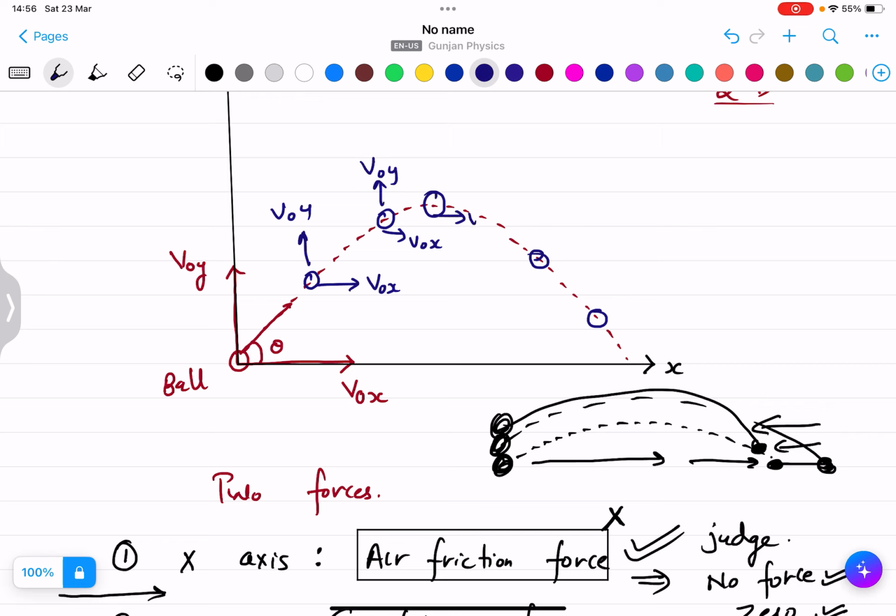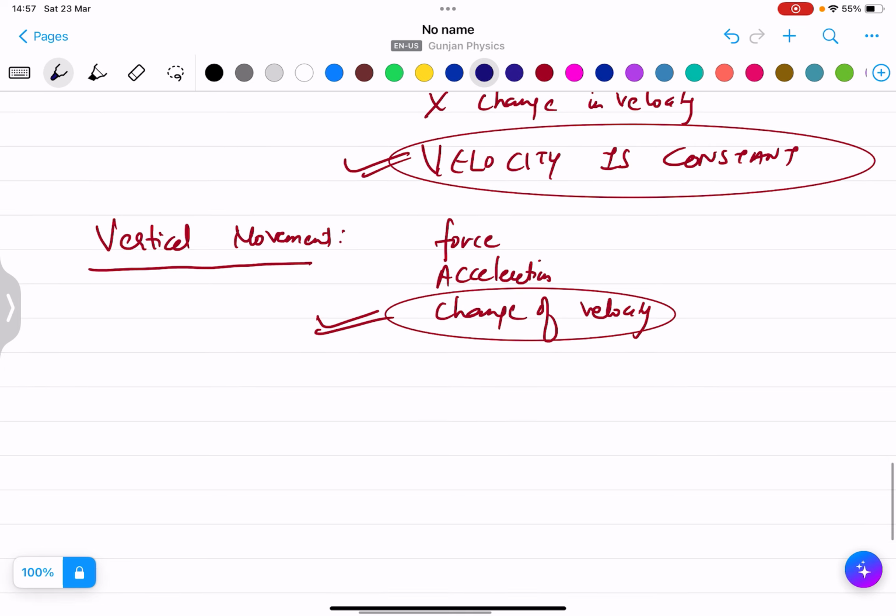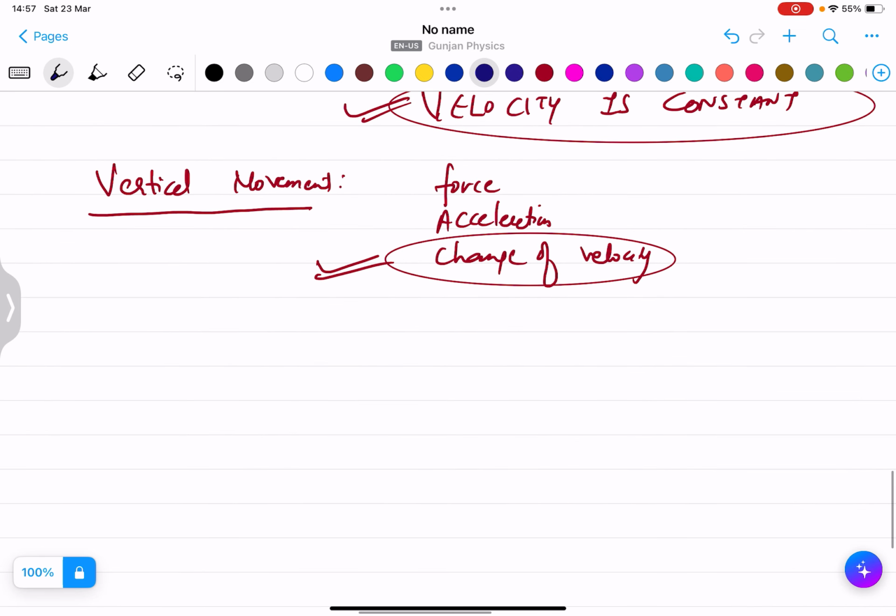At this point, Vox will be constant, but Voy will be 0 because this is the topmost point, where it will attain the maximum height. At this point, Vox is constant, but the direction of Voy will be downwards because the ball is coming downwards now, right? And here again Vox will be constant and Voy will be downwards. You understand this concept? So in horizontal movement, velocity is constant; in vertical, the velocity is changing. In the first half, the velocity direction will be upwards. In the second half, it will be downwards. Okay, so I hope you understand this concept, and then we can write the definition of a projectile.